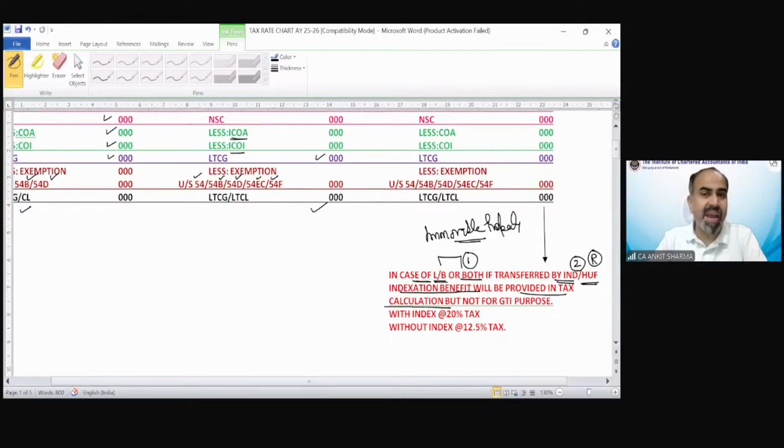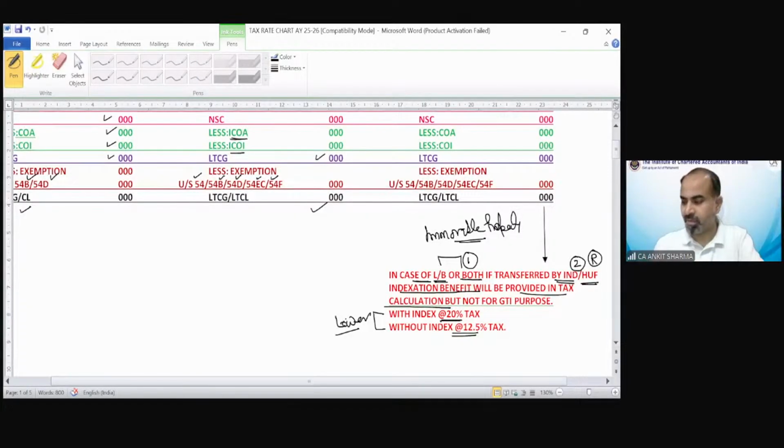In the GTI, the calculation would be done without indexation, but for the purpose of tax calculation, we have to give the indexation benefit if he wants. If we apply the indexation, the tax rate would be 20%, and without indexation, the tax rate would be 12.5%. So he can get the lower tax. How practically it is going to be charged, we will see in illustration number 7 of the test your knowledge question. We will do that in today's class.